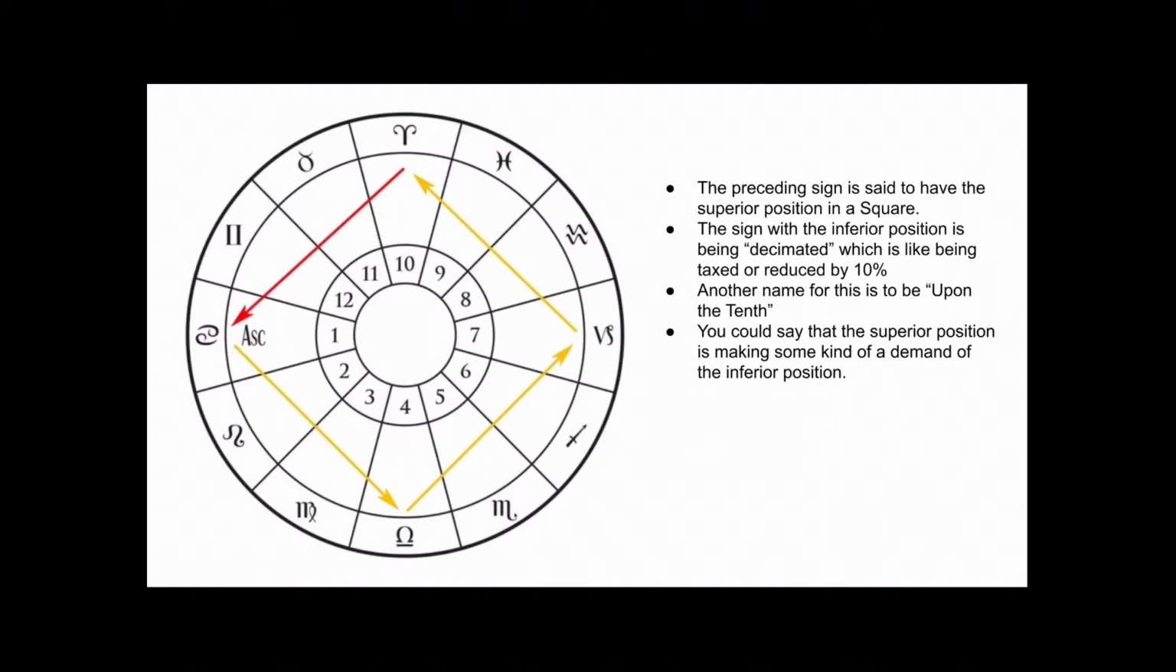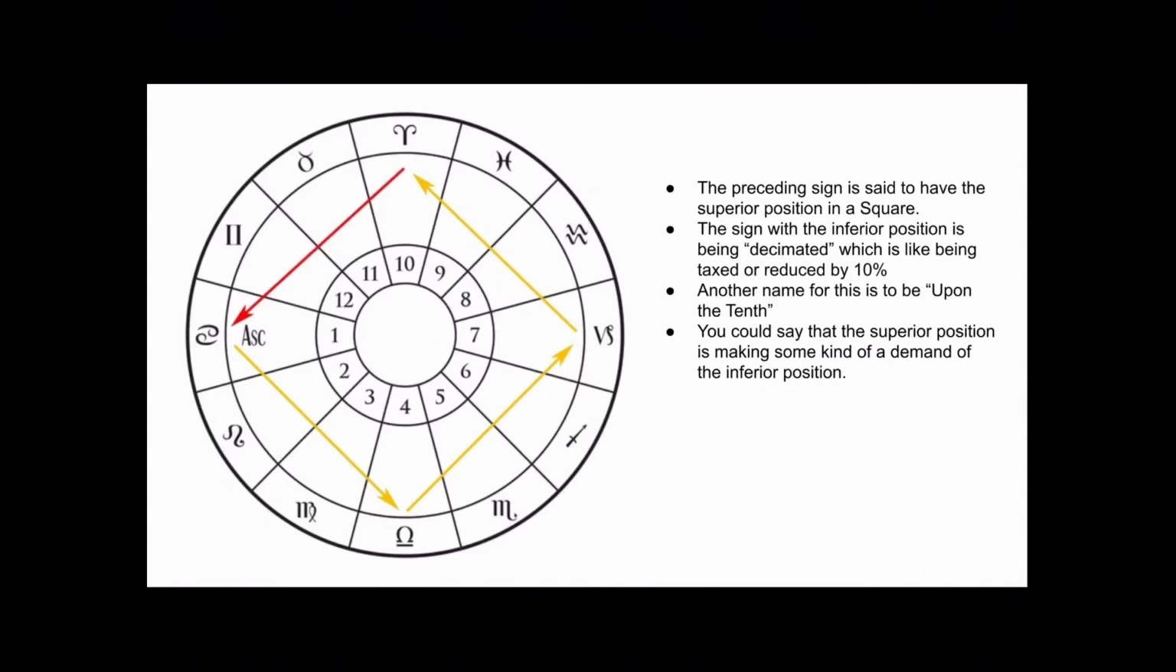The whole meaning of a superior square comes from the idea of being upon the 10th, or decimation. Basically, that is the sign which is in the preceding order. In this example we have what is called the thema mundi, which has Cancer on the ascendant. So from the point of view of Cancer, Aries is in the superior position.